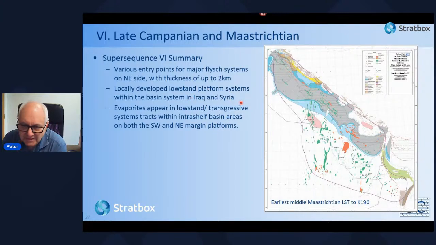So when you get a low stand, the carbonate communities migrate to deeper parts of the basin, which are now shallow water, and create their own shallow water carbonate systems. And when sea level goes back up, they get drowned and the area reverts to deep water deposition. Also, again, with the convergence, the connection to the open marine ocean is getting a bit restricted. So sometimes we get evaporites appearing in low stand or transgressive systems tracts within certain intrashelf basins.